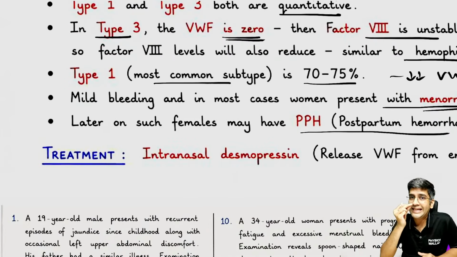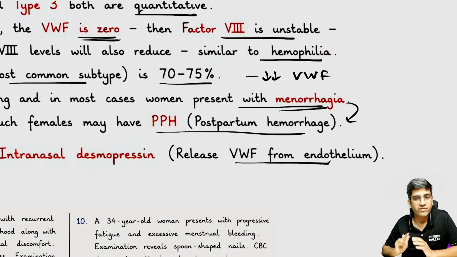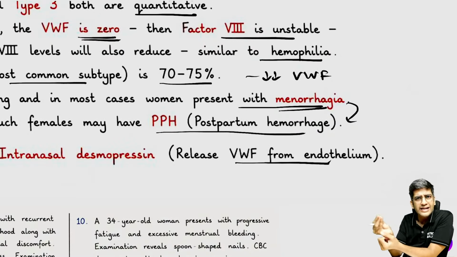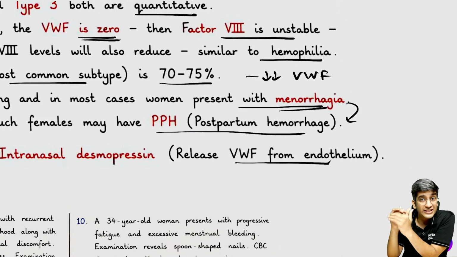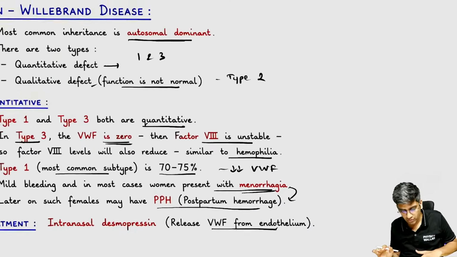Treatment is intranasal desmopressin. You give that, this will release von Willebrand from the endothelium. So immediately it will take care of the problem, because in type 1, it's not absent von Willebrand, it is reduced von Willebrand. Endothelium is a storage area. I release them, and the trauma, all of them will completely seal, right? That's the simple thing about von Willebrand factor.